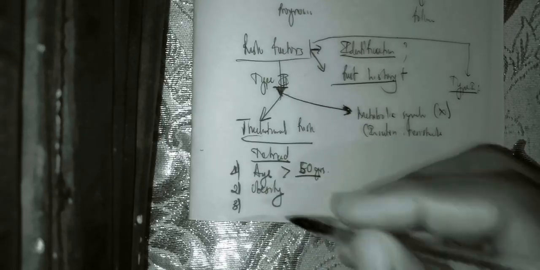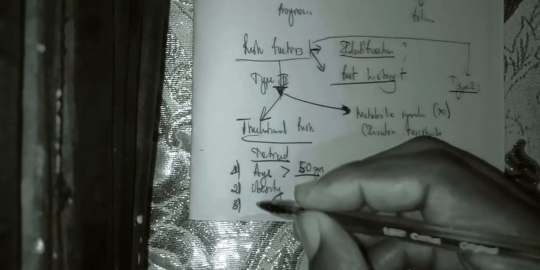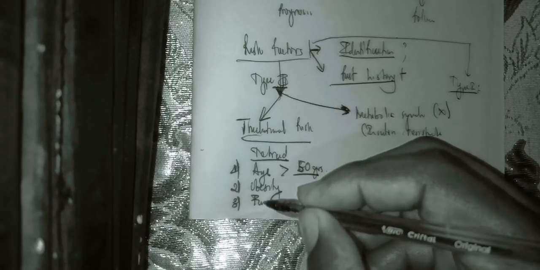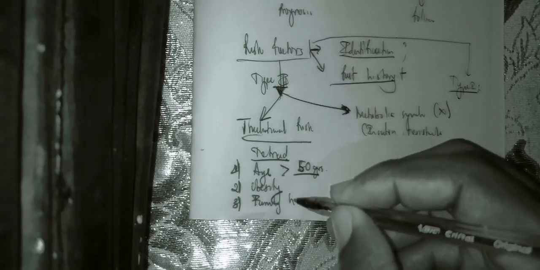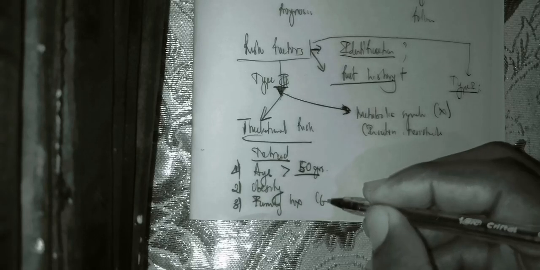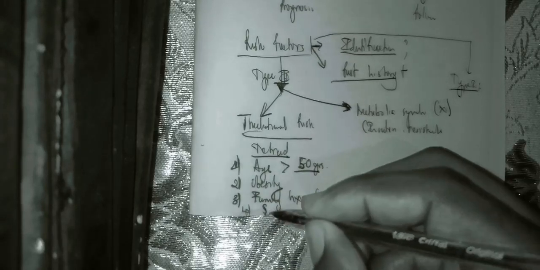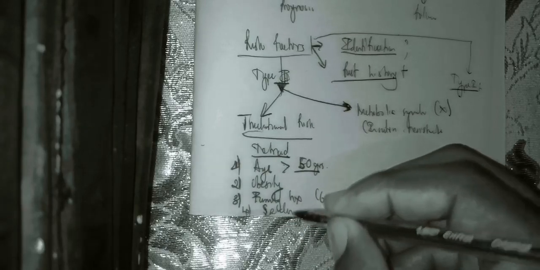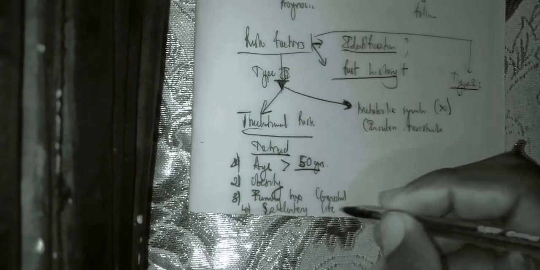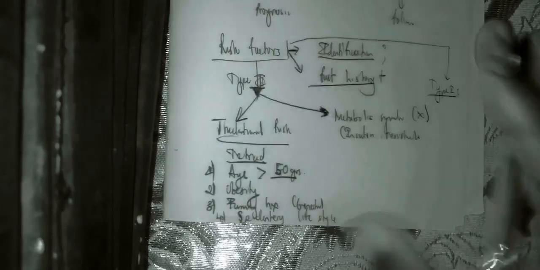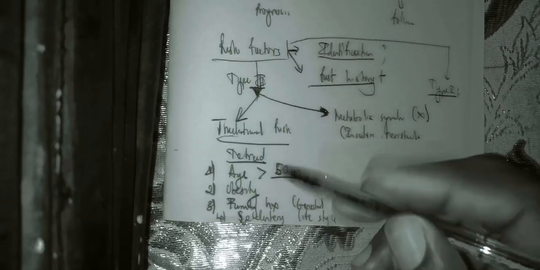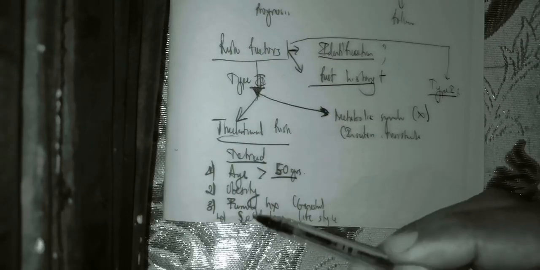The third one after obesity is family history first. So you have family issues, like in the case of genetics. And then the fourth one is sedentary lifestyle. Those are the different traditional risk factors of diabetes.